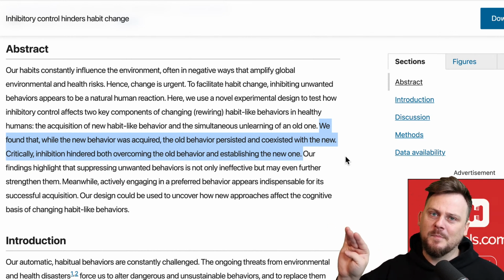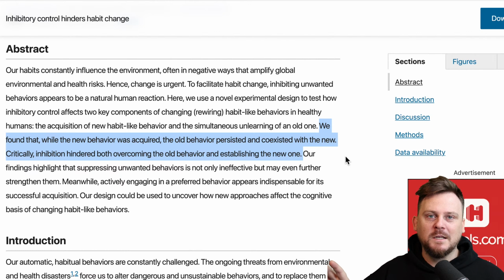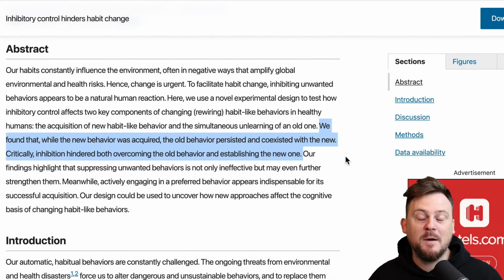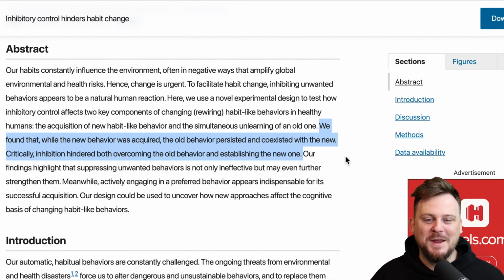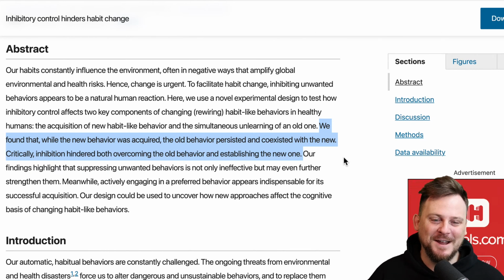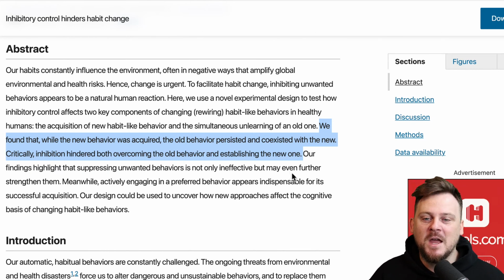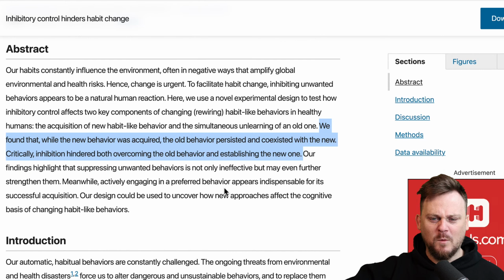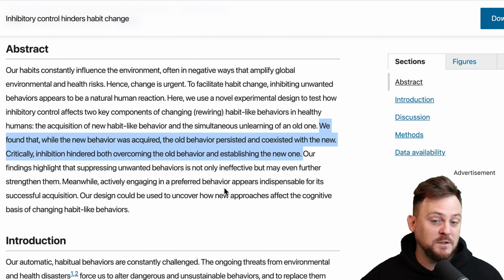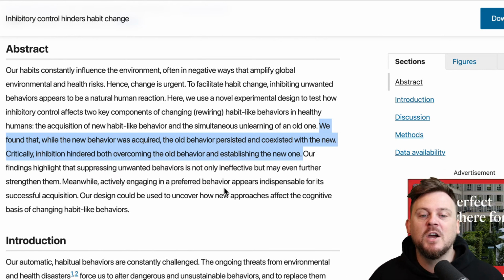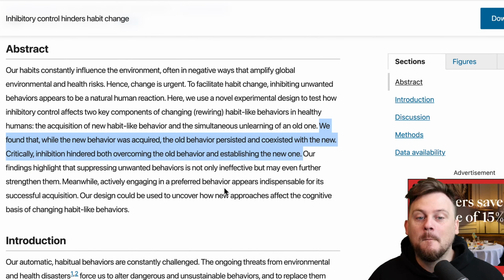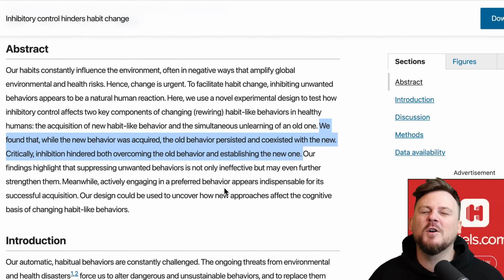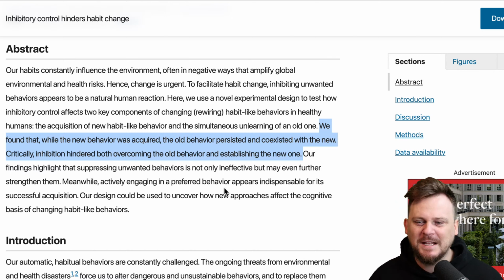But if you try to stop smoking only, then you're not going to be able to stop probably, and you won't be able to establish the new habit of running every day. That's very interesting. Our findings highlight that suppressing unwanted behaviors, that means pushing them down, I won't. Suppressing unwanted behaviors, perhaps like smoking, is not only ineffective, but may even further strengthen them. What? So that's even worse.